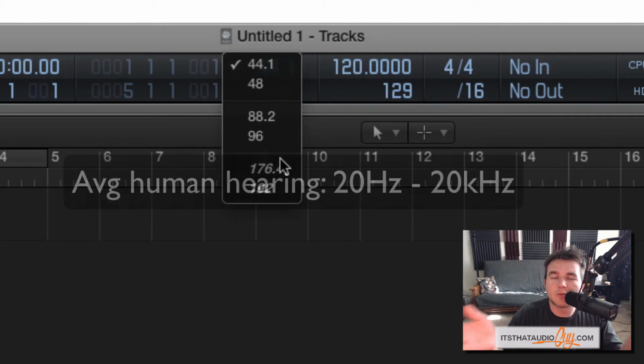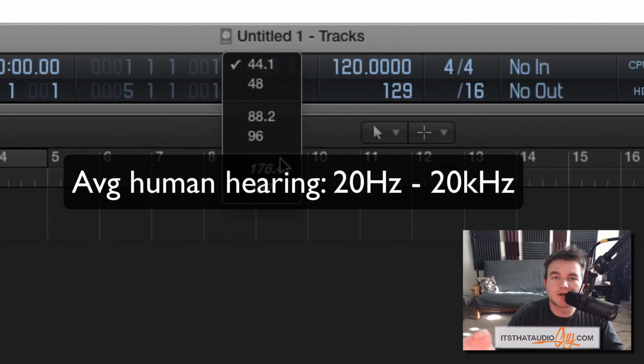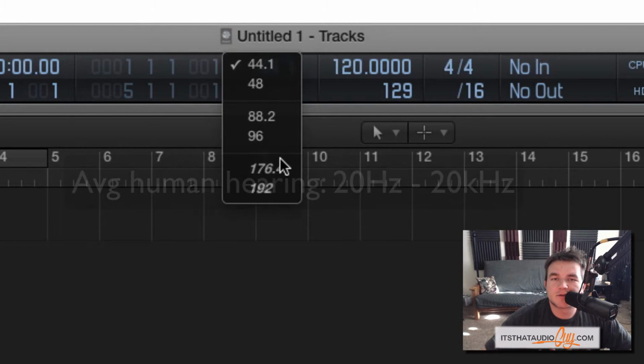Why would that matter? Well, human hearing is on average 20 hertz to 20,000 hertz. There's a couple of people that can hear a little bit above 20K, and there's some people that can't hear 20K. So why does it matter to capture these sounds if we can't even hear them? Why not just record at 44.1 if we can only hear up to 20K? Well, let's look at it this way.